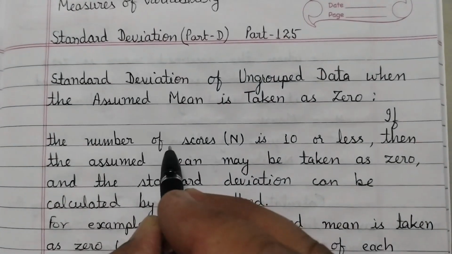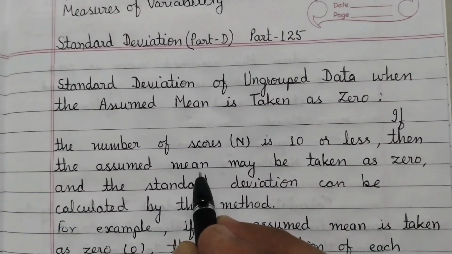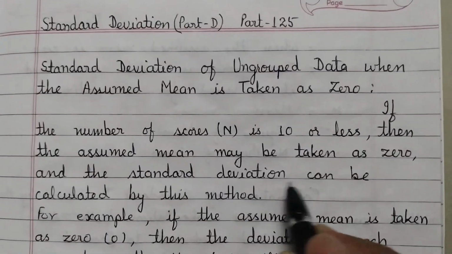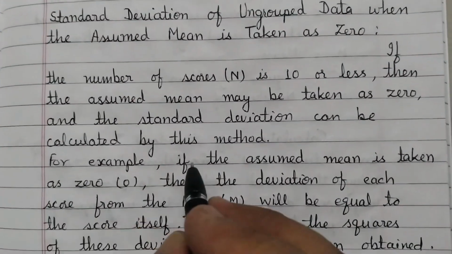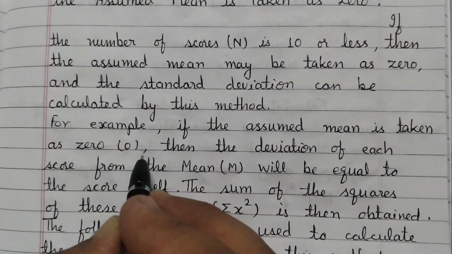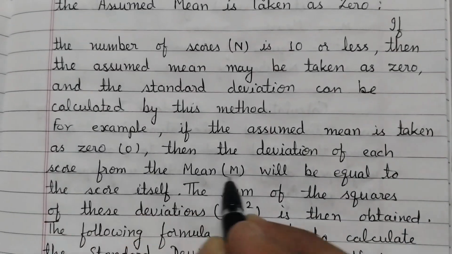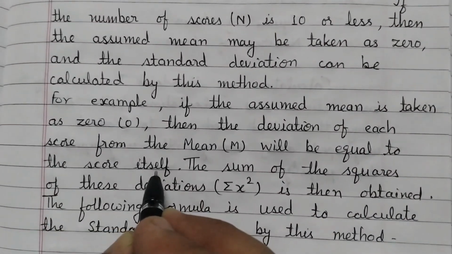If the number of scores n is 10 or less, then the assumed mean may be taken as 0, and the standard deviation can be calculated by this method. For example, if the assumed mean is taken as 0, then the deviation of each score from the mean M will be equal to the score itself.